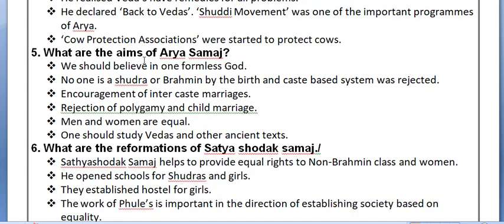What are the aims of Arya Samaj? We should believe in one formless God. No one is a Shudra or Brahmin by birth. The caste-based system was rejected. Encouragement of intercaste marriages, rejection of polygamy and child marriage. Men and women are equal. One should study the Vedas and other ancient texts.